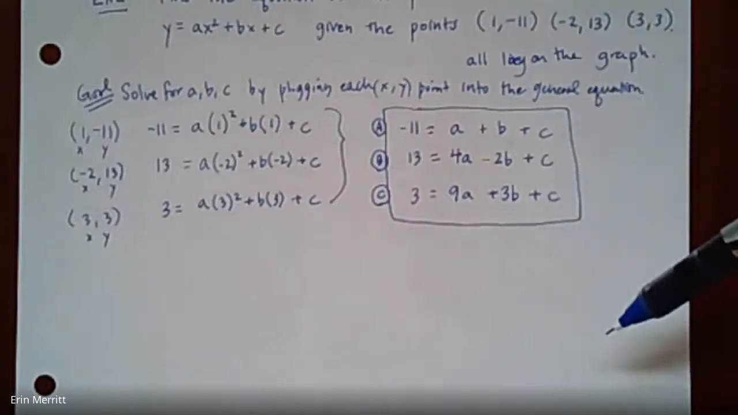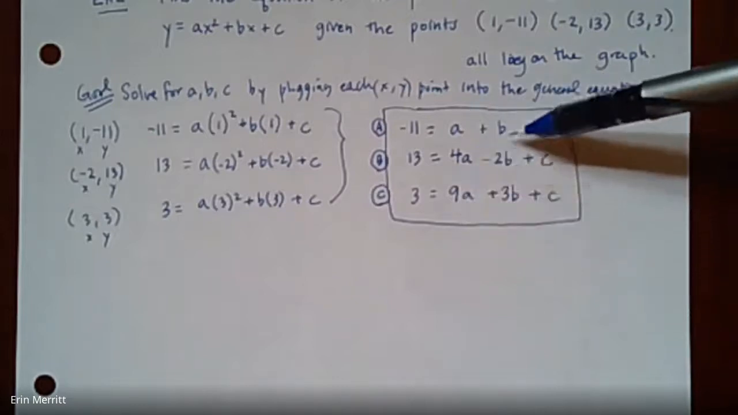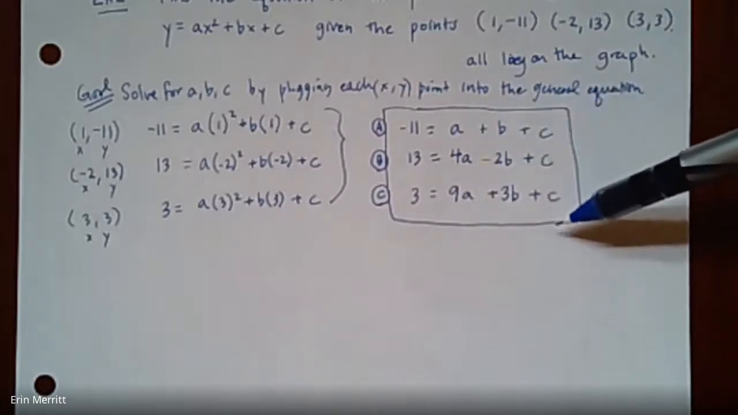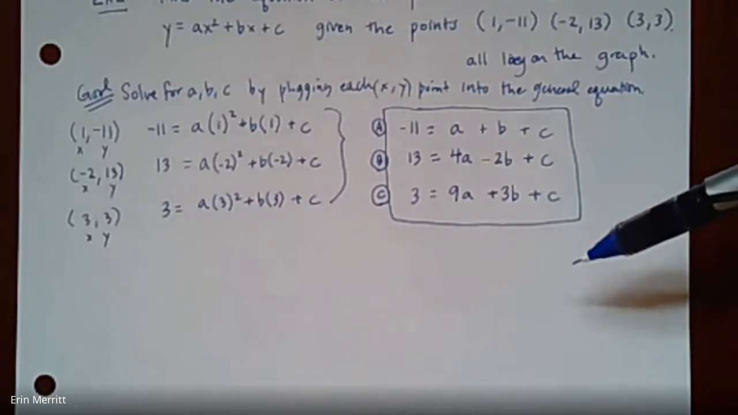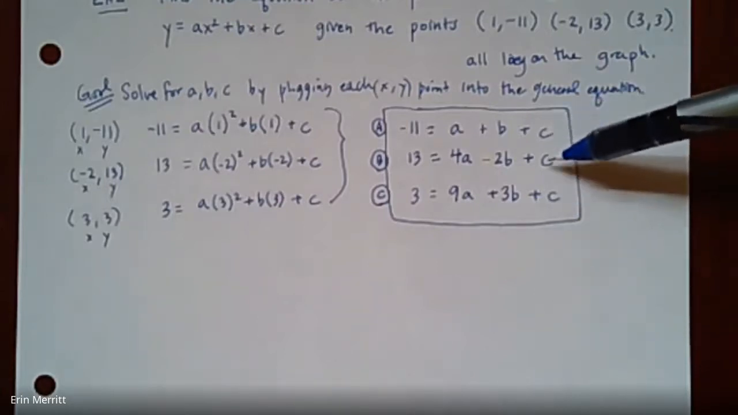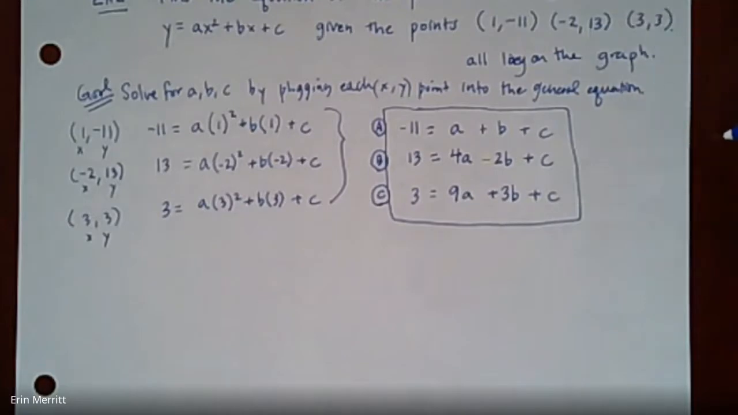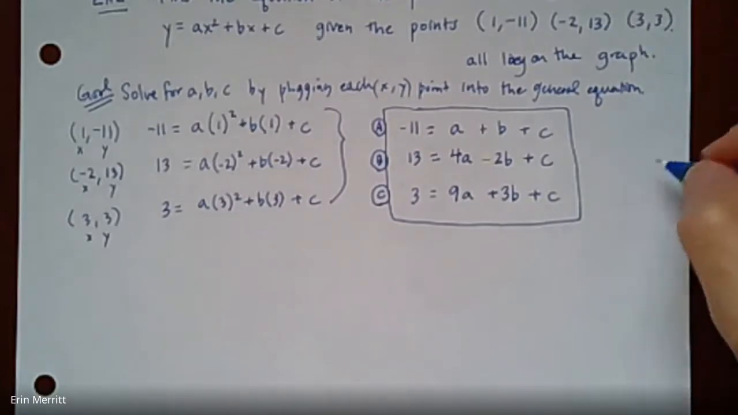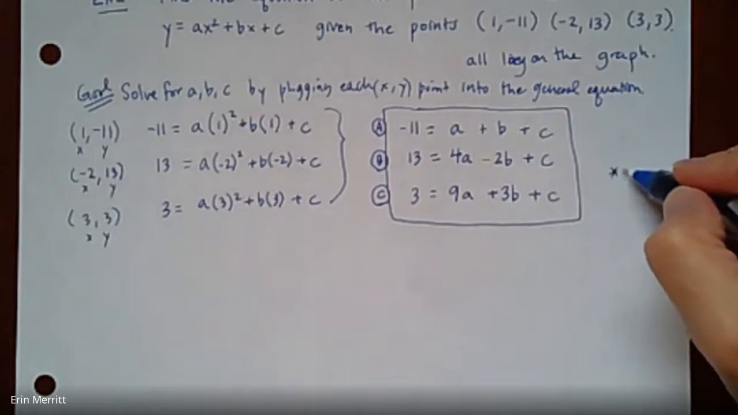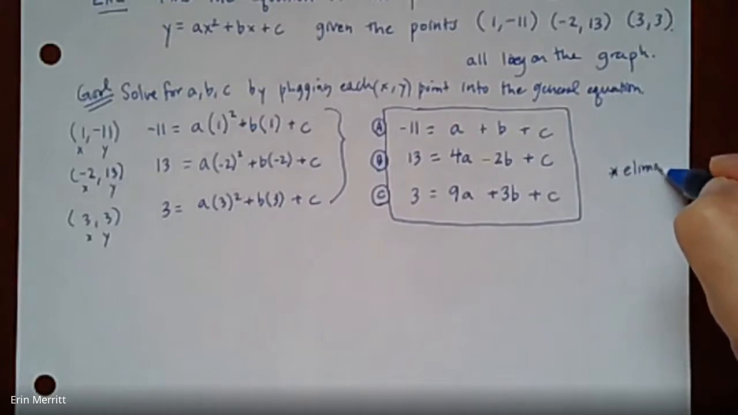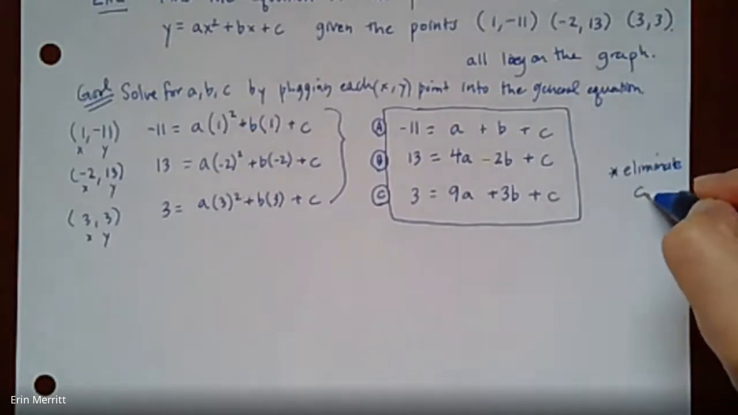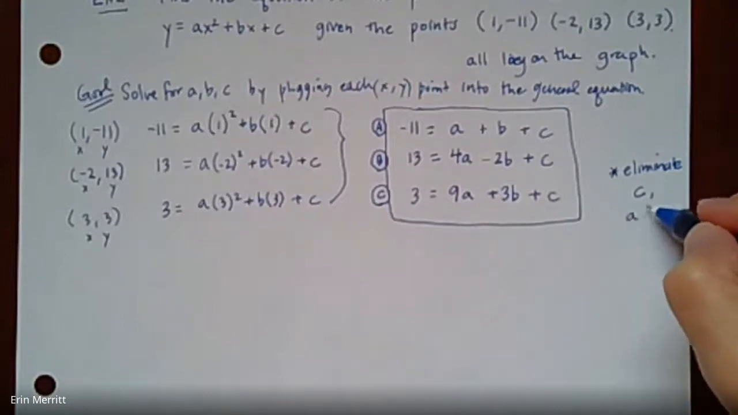You want to think about which variable is the easiest to get rid of. Would it be the A, the B, or the C? Now, technically, you can do any of them, but to me, the fact that all the coefficients on C are 1, that's going to be the easiest thing to get rid of here. So our goal to solve this is let's eliminate C so that it's A and B only.